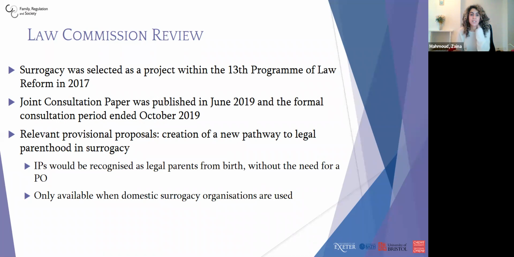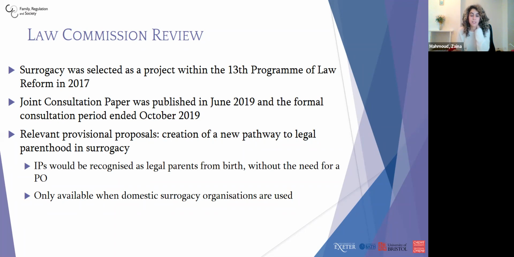ended October 2019. Proposals are, among other things, the creation of a new pathway to legal parenthood in surrogacy, which would allow the intended parents to be the legal parents from birth, and the removal of a genetic link between the intended parents and child where necessary.